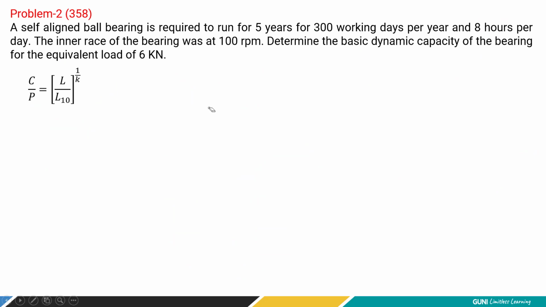Now let's take the second problem. The self-aligning bearing is required to run for 5 years, for 300 working days per year and 8 hours per day, right? So this is the time duration given. So L is given in terms of 5 years, 300 days, and every day it is going to work 8 hours per day, right? So we have to convert this into revolutions, right?